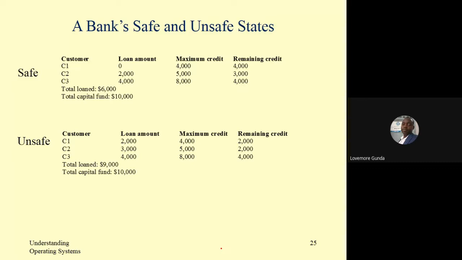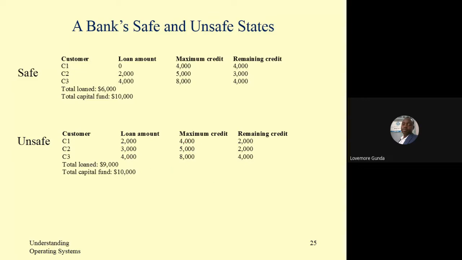So what does that mean? It means although the bank has said that it can give up to 17,000, in reality, its total capital fund is 10,000. So what was the assumption? The assumption was that the customers would not take loans that will come to exceed that. So it means it can only go up to that 9,000. The condition is no longer safe because it is only left with 1,000 to spare.